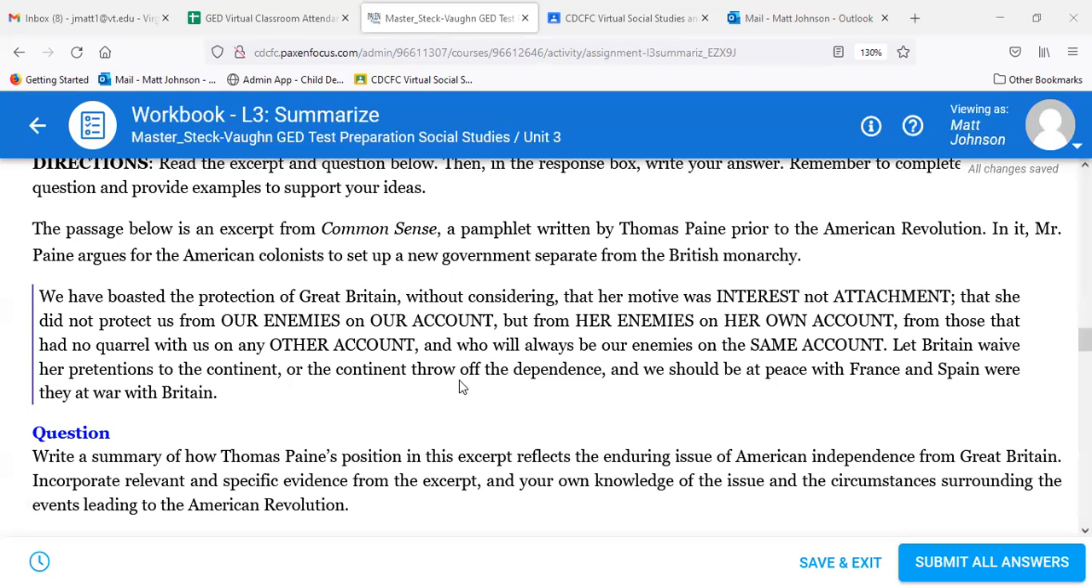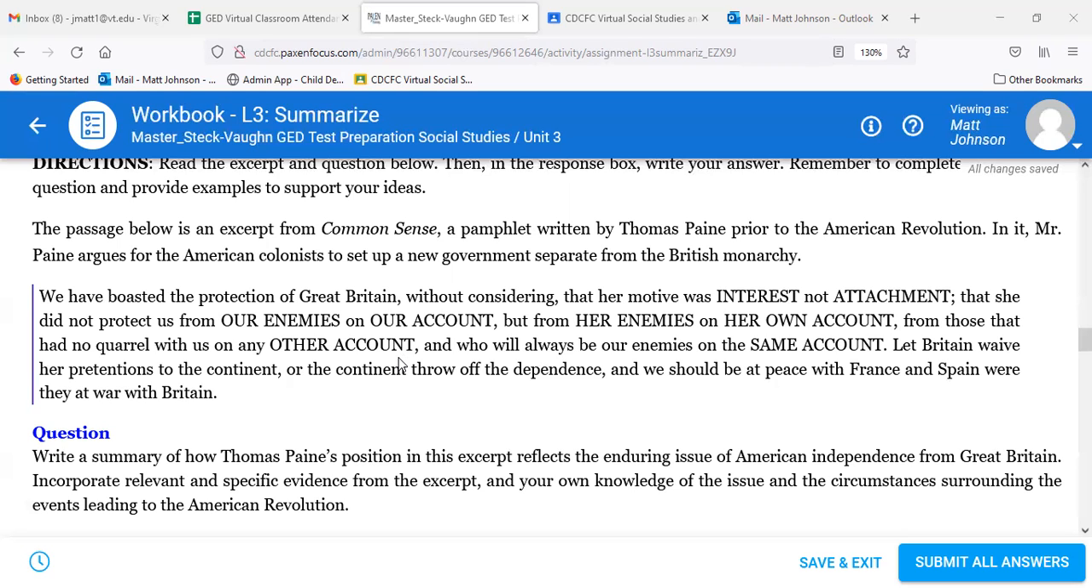It kind of eliminates the continents from the whole battle thing. They're omitting themselves from the problem, and they feel like maybe they won't be involved. So France and Spain won't mess with them if they leave Britain. France and Spain is Britain's problem, not the colonies', not America's problem. So without the connection between Britain and the colonies, America could be at peace with France and Spain. Okay, so there you go. That's the main ideas, right?